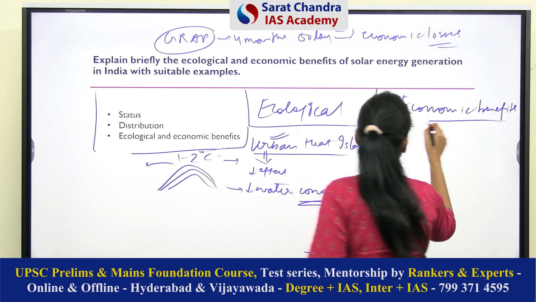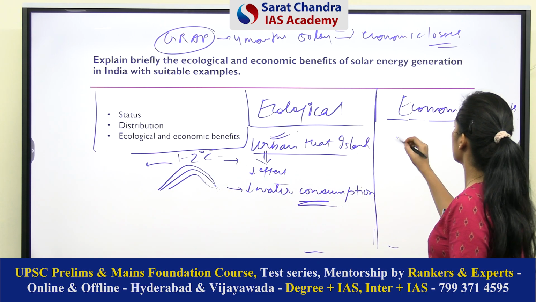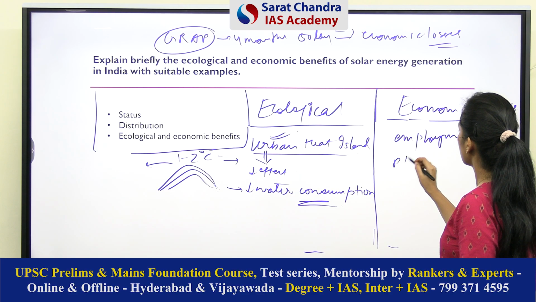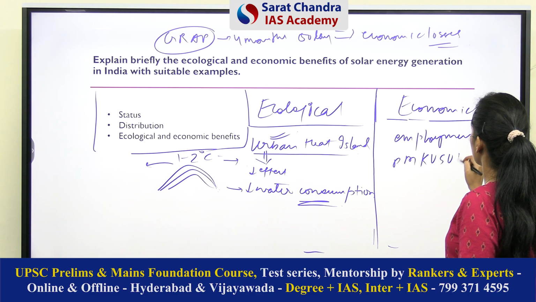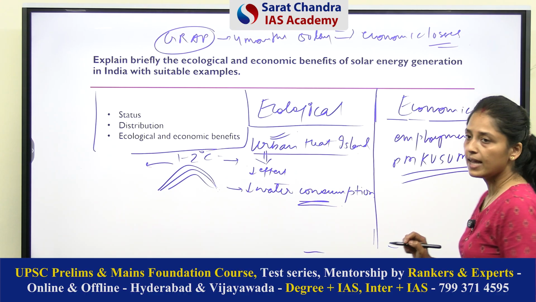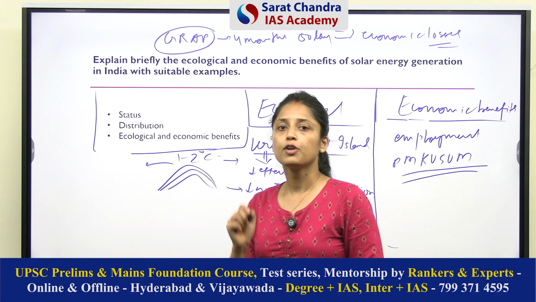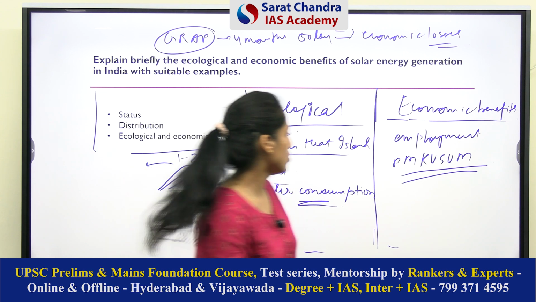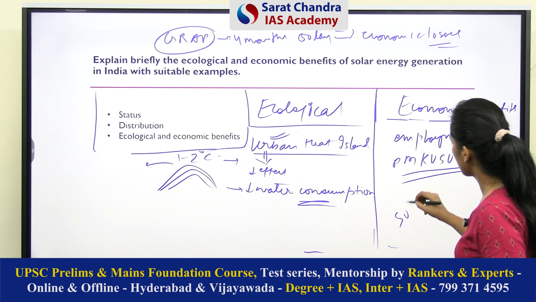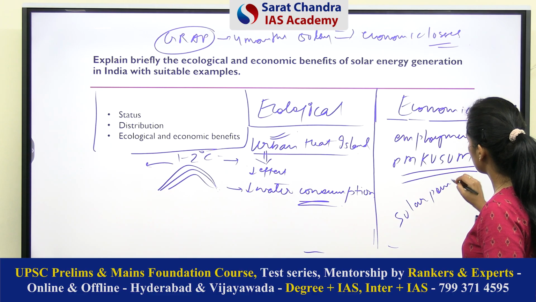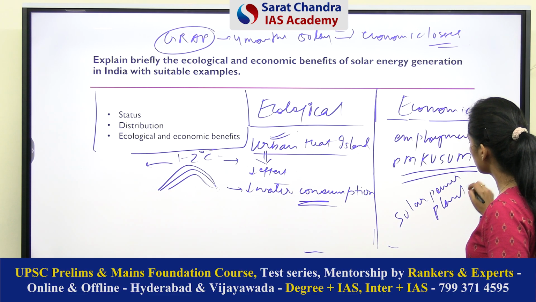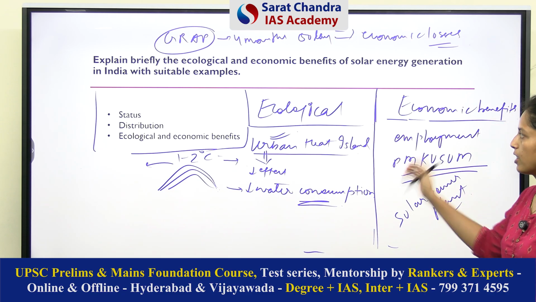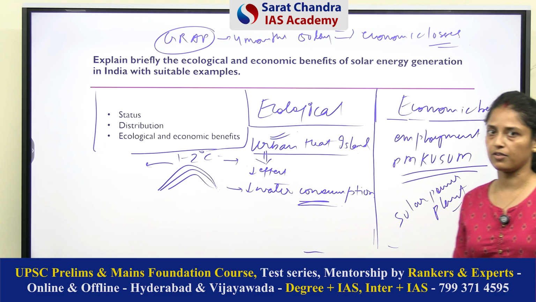In economic benefits, you can write about employment generation. The best example is the PM Kusum scheme. What is happening in the PM Kusum scheme? The farmers are incentivized to solarize the diesel water pumps. Also, they are incentivized to set up solar power plants on their unused agricultural land. So I think we have already discussed the ecological and economic benefits.